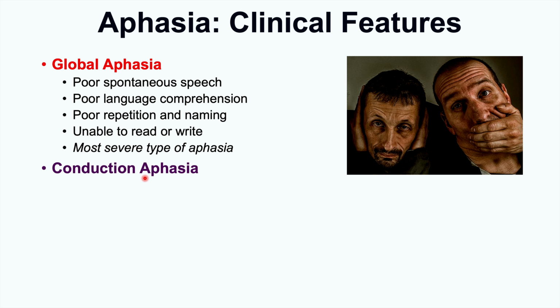The next type is conduction aphasia. So conduction aphasia, again, involves a lesion or an injury to the arcuate fasciculus, the neuronal bundle connecting Wernicke's area and Broca's area.